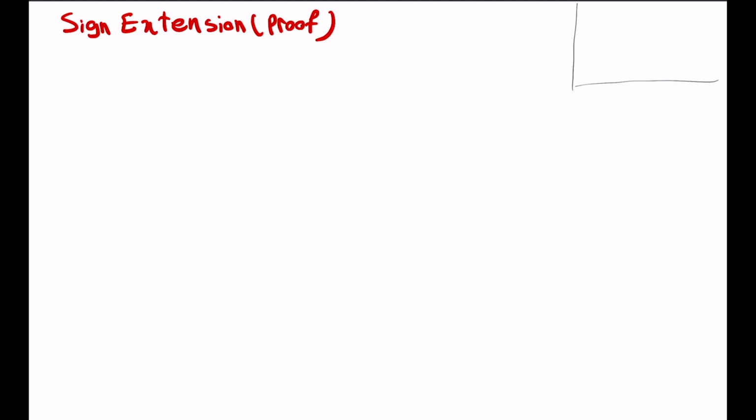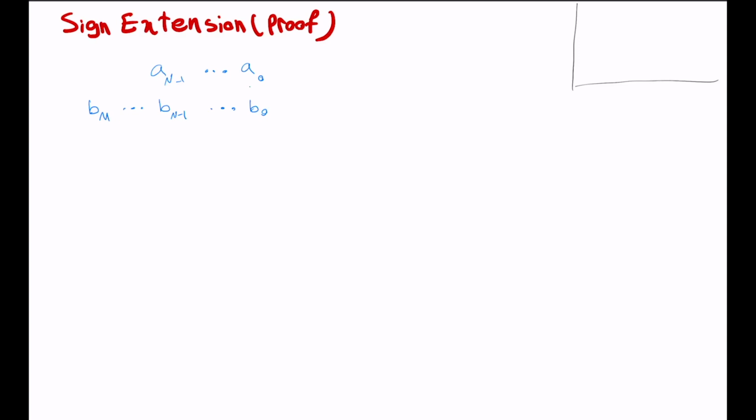Okay, so let's look at the proof. The setting we are going to use is this. Let's say you have your two numbers. You have one number A with n bits, so 0 to n minus 1. You have sign extended that number to get another number B, which is going to have m bits. So B is the sign extension of A.